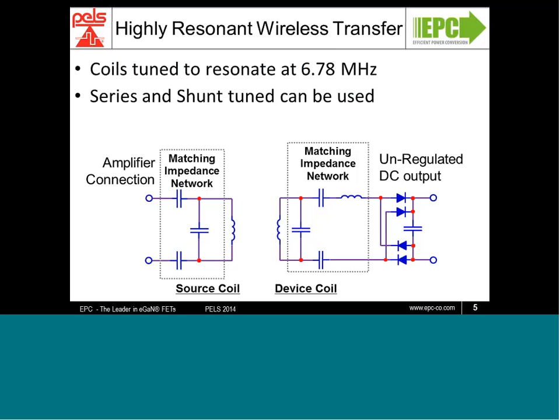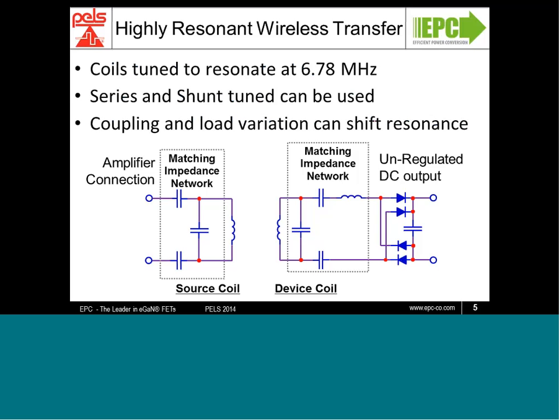Both series and shunt tuning can be used. The series tuning will decrease the impedance as seen by the load or the amplifier, and shunt tuning will increase the impedance. So between the 2, the impedances can be very easily controlled. And the coupling and load variation, however, can shift the resonances, and we will show the effects of that on the amplifier and the load.